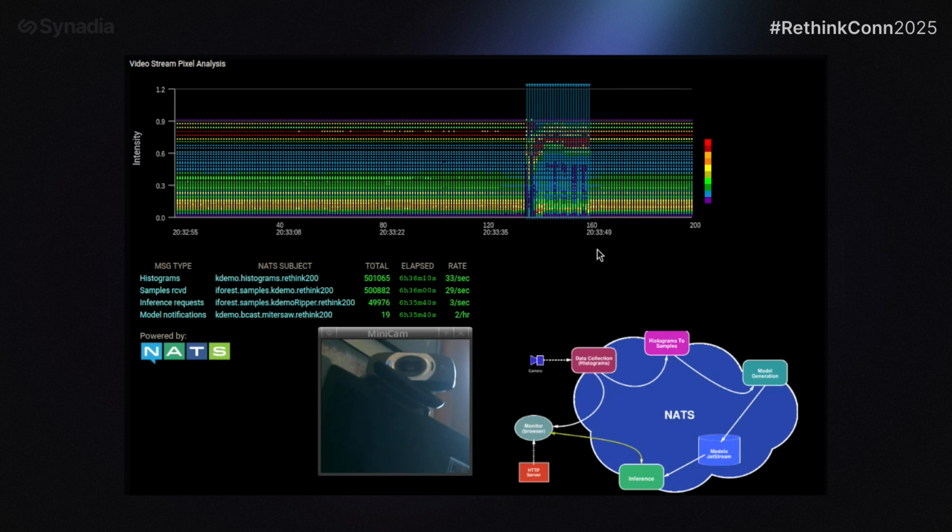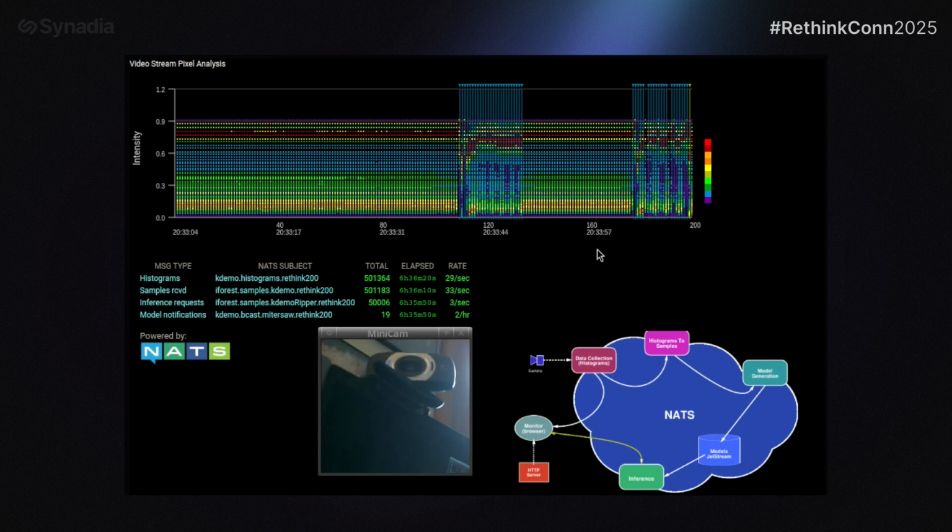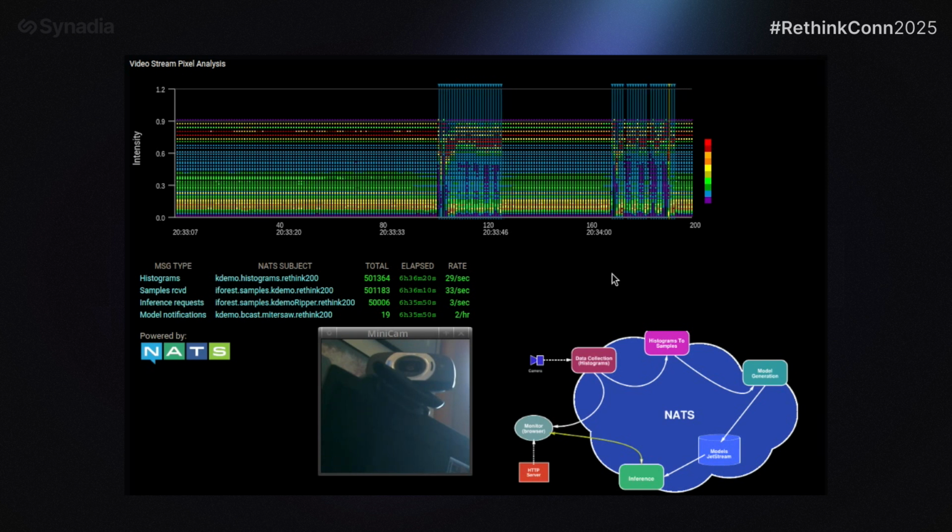And I'll do that again. I'll wave my hand in front of the camera here. And when I do that, I get another set of anomalous events. And when I remove my hand, we're back to a steady state, back to normal.